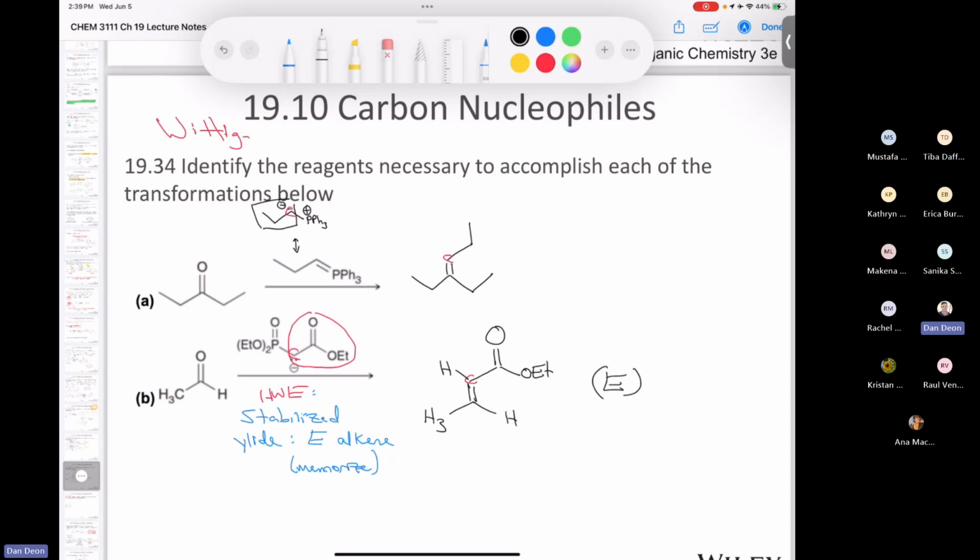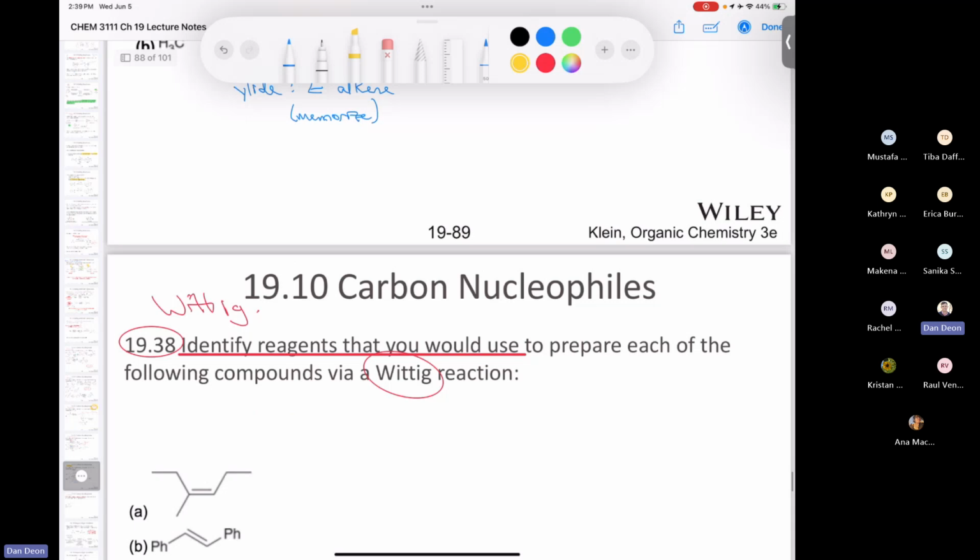If it's anything simple like a methyl group or an ethyl group, in that case, you get the Z product, not the E product. All right, so there you go. So that's a little bit about the Wittig reaction. Okay, very, very important reaction.